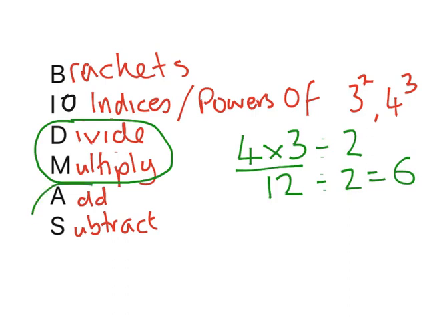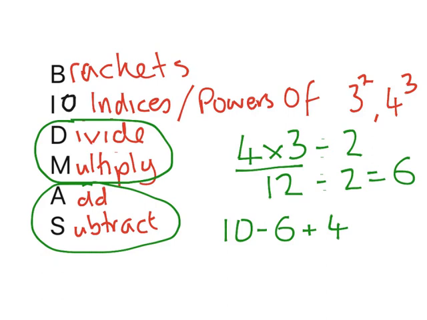This also works with add and subtract. Again, it's not the order that they're in, it's just that the word wouldn't make sense if they had it the other way around. So, for example, if you had 10 take away 6 plus 4, it would be the 10 take away 6 that you would do first, and then you would add on the 4 to give you 8.